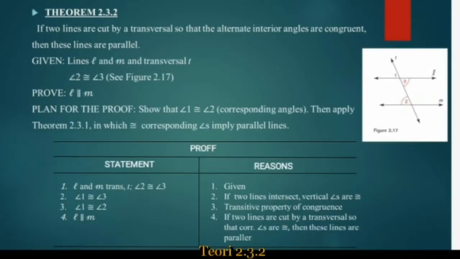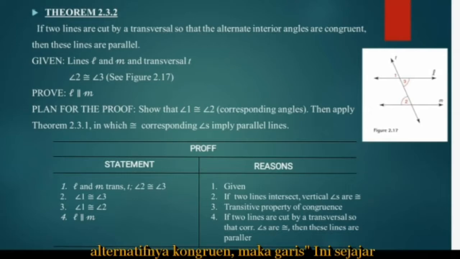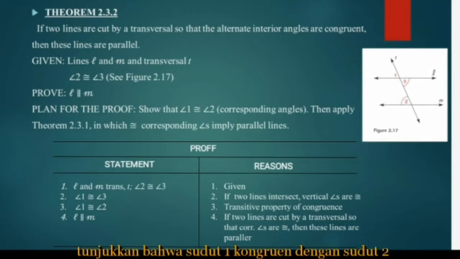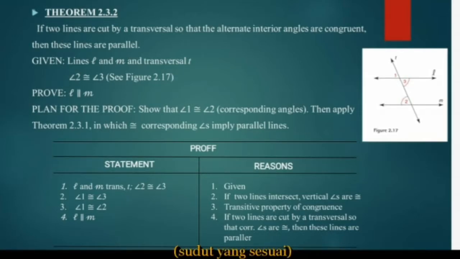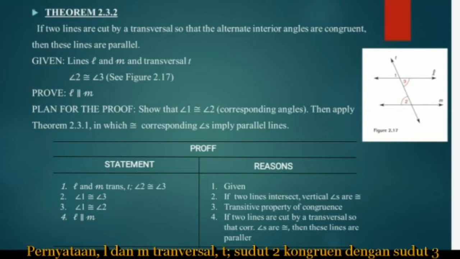Theorem 2.3.2. If two lines are cut by a transversal so that the alternate interior angles are congruent, then these lines are parallel. Given lines L and M, transversal T, angle 2 congruent to angle 3. See figure 2.17. Prove: L parallel to M. Plan for the proof: show that angle 1 is congruent to angle 2 as corresponding angles. Then apply Theorem 2.3.1, in which congruent corresponding angles imply parallel lines. Proof. Statement: L and M, transversal T, angle 2 congruent to angle 3.